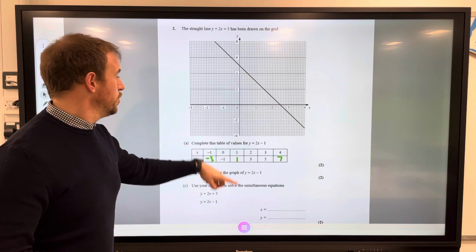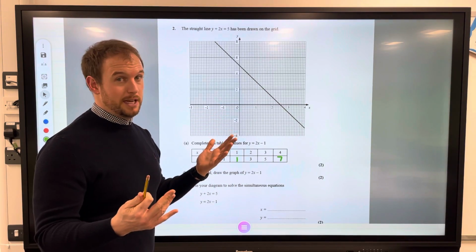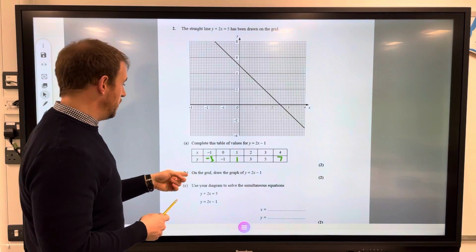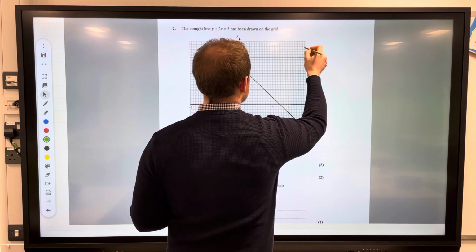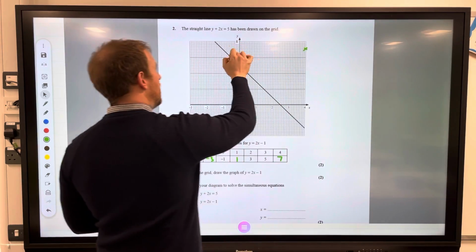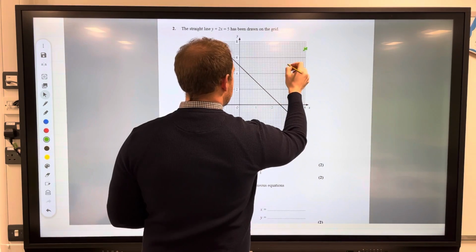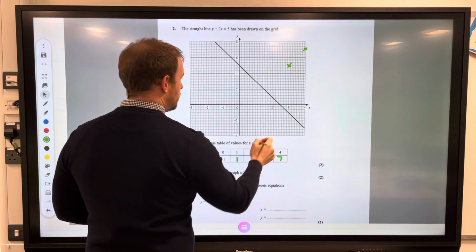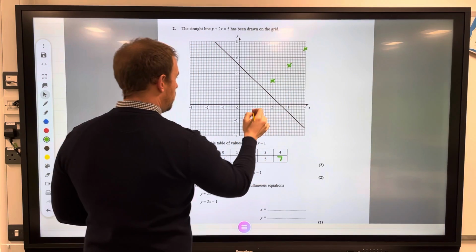On the grid, draw the graph. Now, this seems just like straight line graphs, nothing to do with simultaneous equations just yet, but let's just follow the instructions. So 4, 7. Be careful with the scale, going up in 2s, 3, 5. 2, 3. 1, 1.